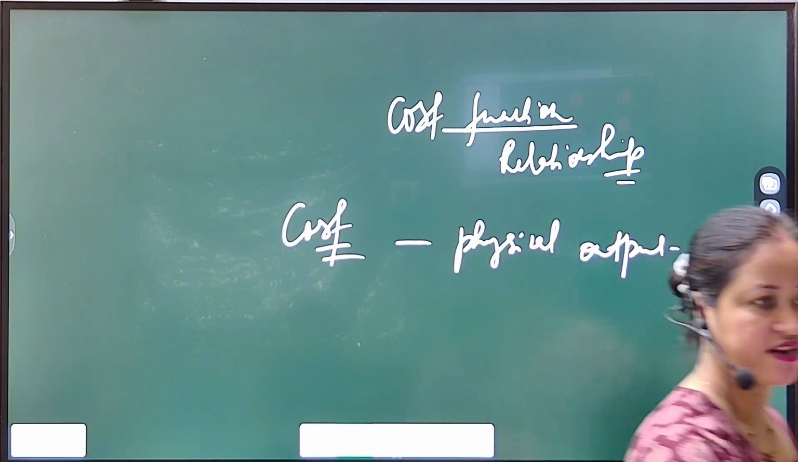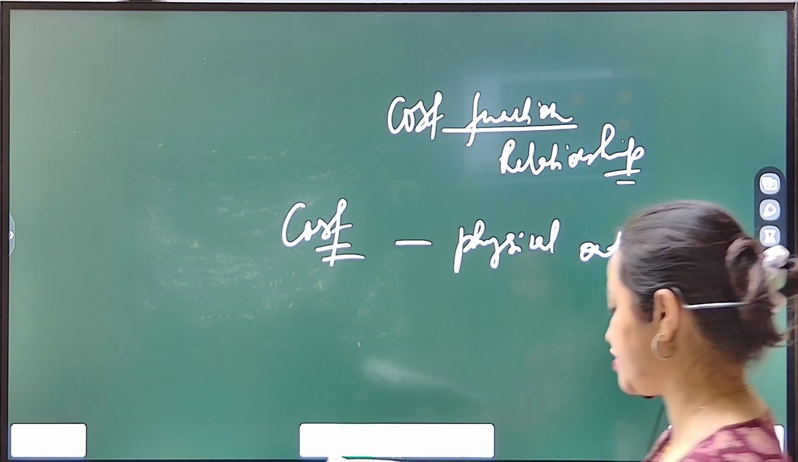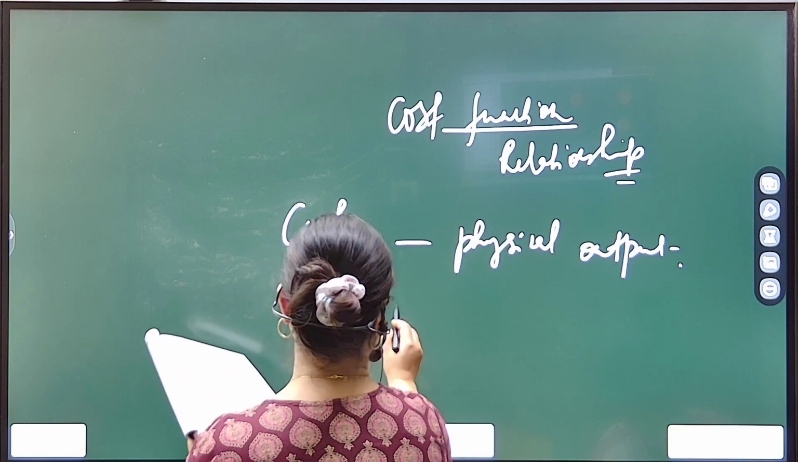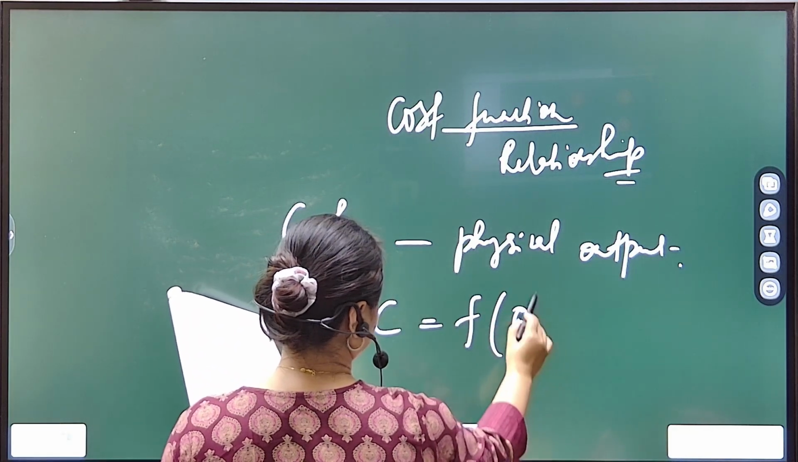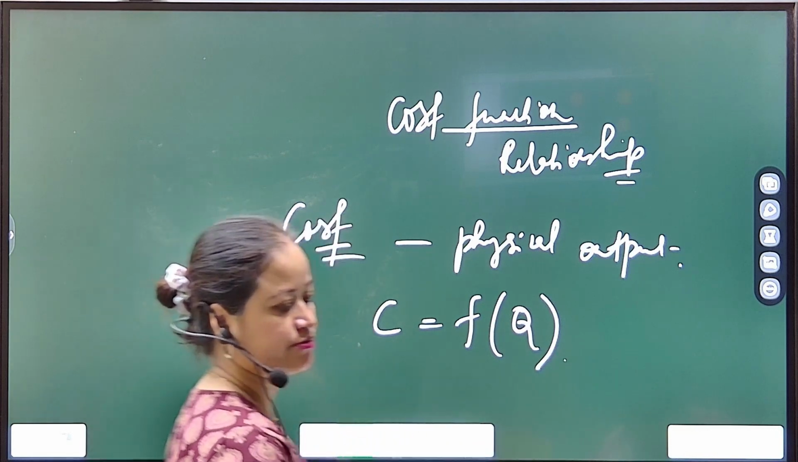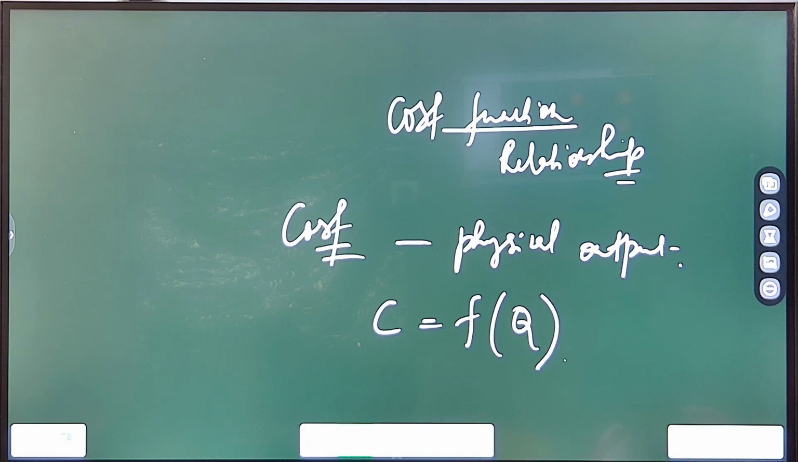Okay? Underline. The cost function explains the functional relationship between cost of production and physical quantity of output. So you can write this as C equal to function of Q. So cost is related to the output.